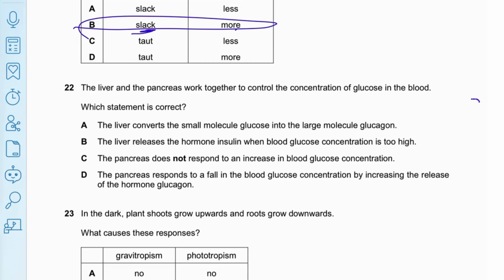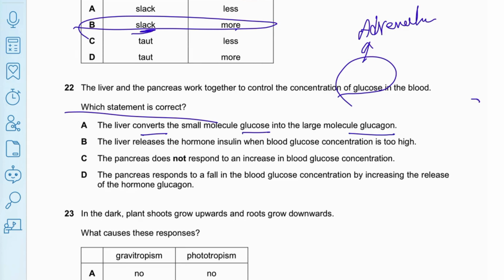The liver and the pancreas work together to control the concentration of glucose in the blood. Also, adrenaline affects the concentration of glucose by increasing it. Which statement is correct? How does the liver and the pancreas work together to control it? The liver converts small glucose into glucagon. Wrong. Glucagon is a hormone. It should be converted to glycogen.